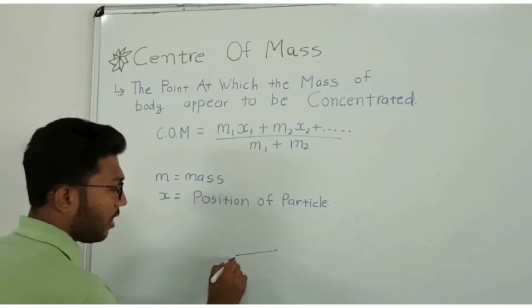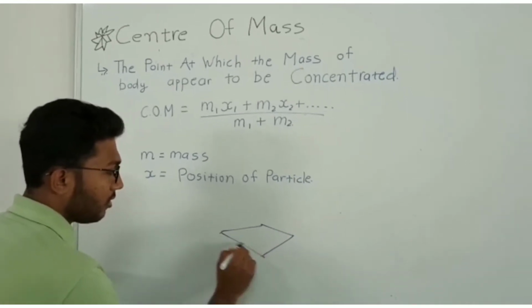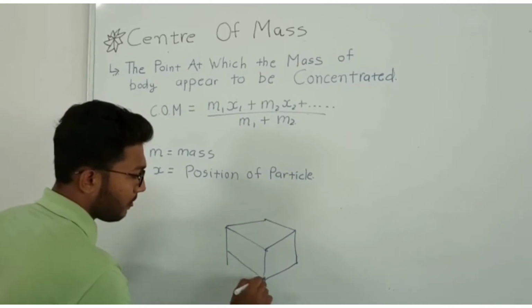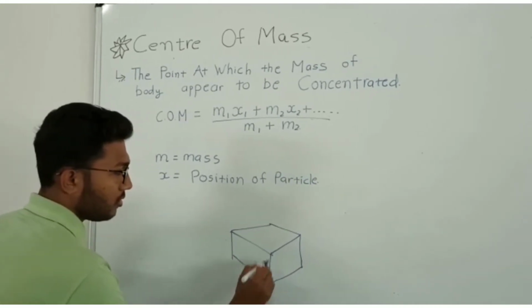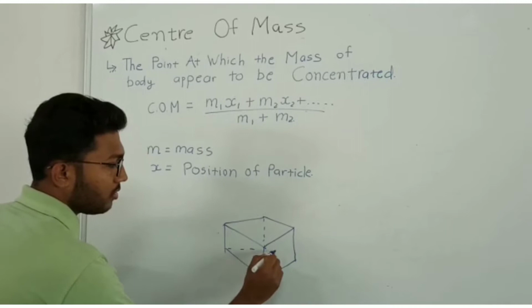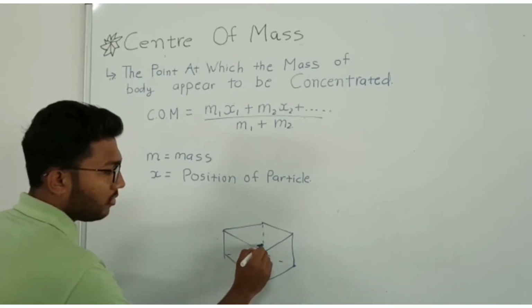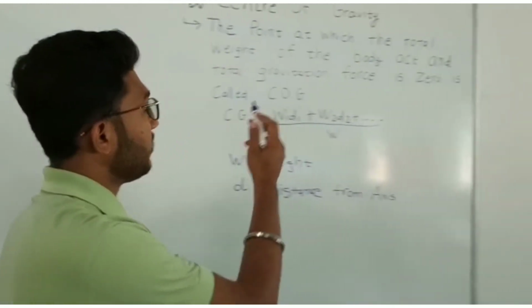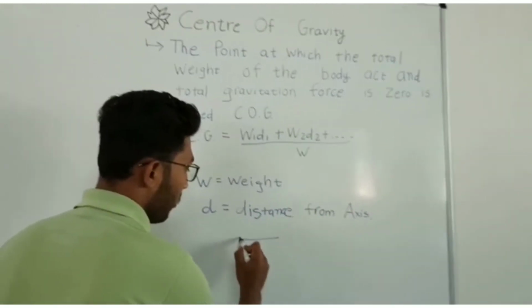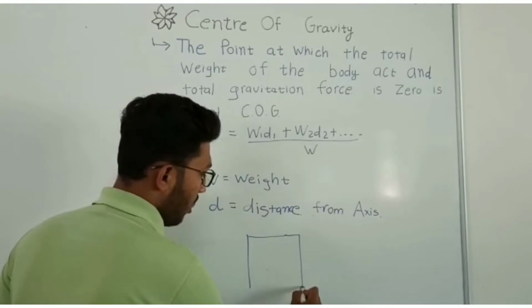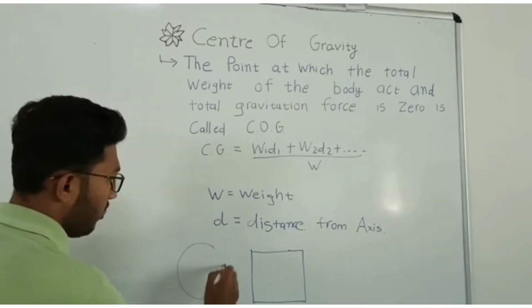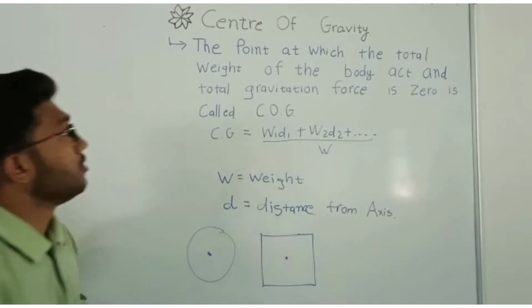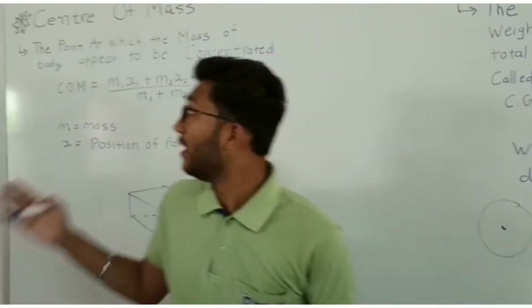Suppose I have a particle. So its center will be around this point. It will be in 3D, and in center of gravity, if I have random particles, then the center will be this. So it's the center of gravity and it's the center of mass.